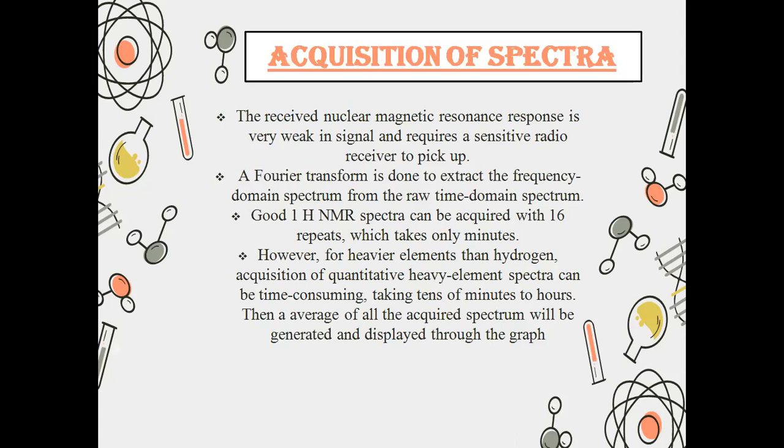Now, acquisition of spectra. The received nuclear magnetic resonance response is very weak in signal and requires a sensitive radio receiver to pick up. A Fourier transform is done to extract the frequency domain spectrum from the raw time domain spectrum. Good hydrogen NMR spectra can be acquired with 16 scans, which takes only minutes. However, for heavier elements than hydrogen, acquisition of quantitative heavy element spectra can be time consuming, taking tens of minutes to hours. Then, an average of all the acquired spectra will be generated and displayed through the graph.